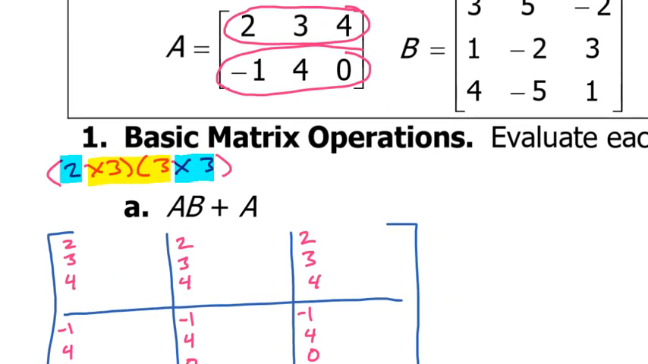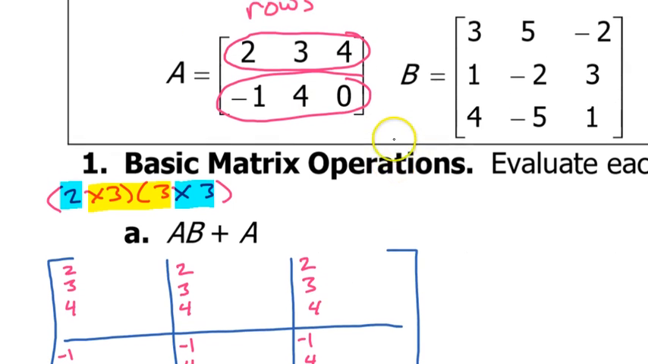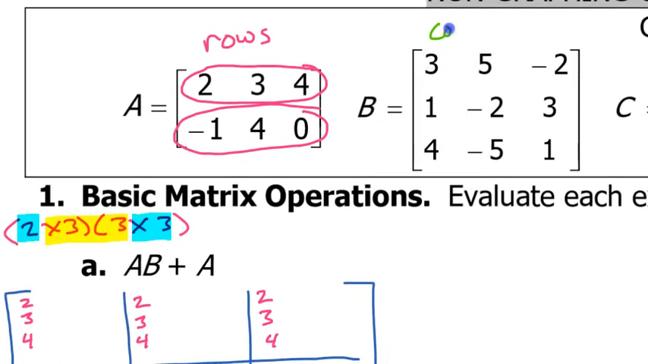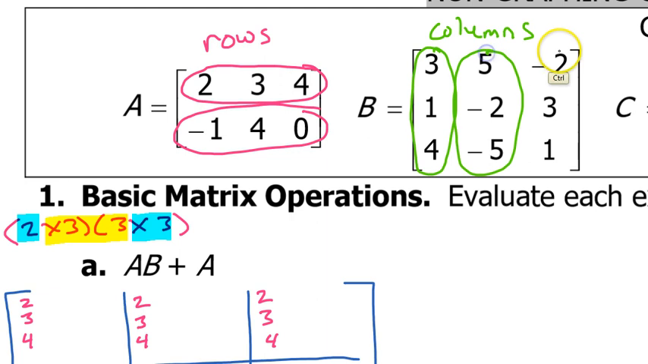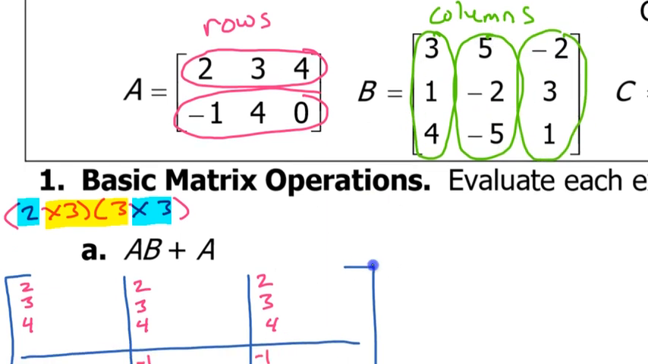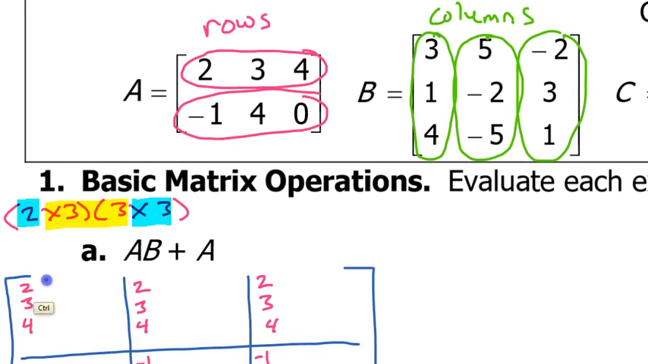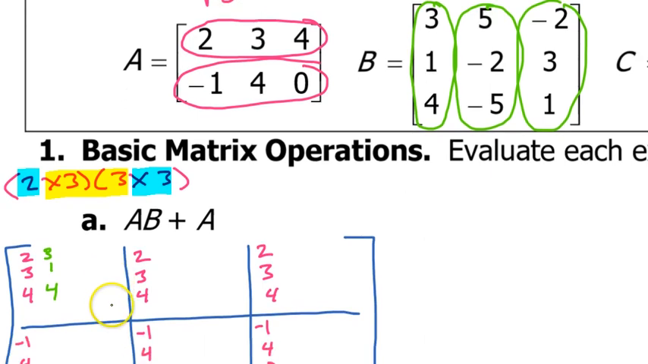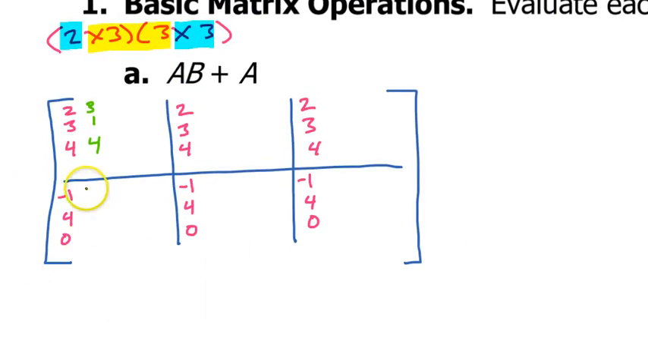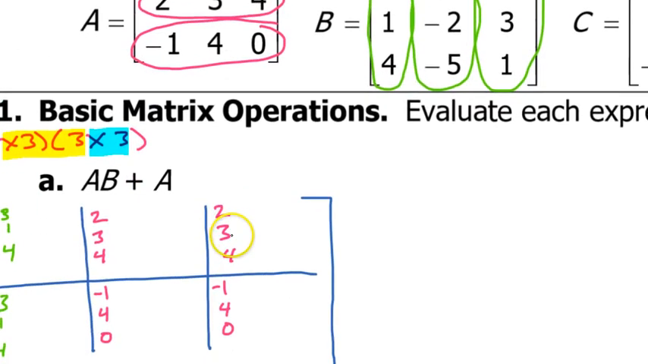So now the columns are going to come from matrix B, the second matrix. Okay, so I have column 1, column 2, and column 3. Column 1 goes in column 1. So 3, 1, 4. So I'm going to have 3, 1, 4. And I will put that throughout column 1. So I'll have another 3, 1, 4. Column 2 goes in column 2.